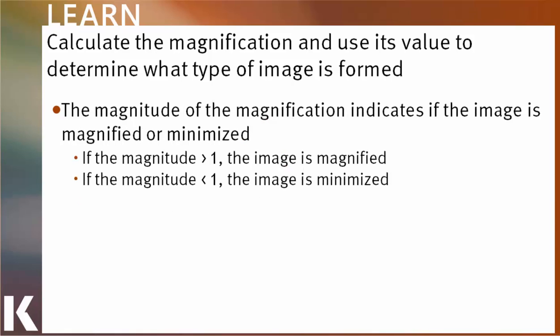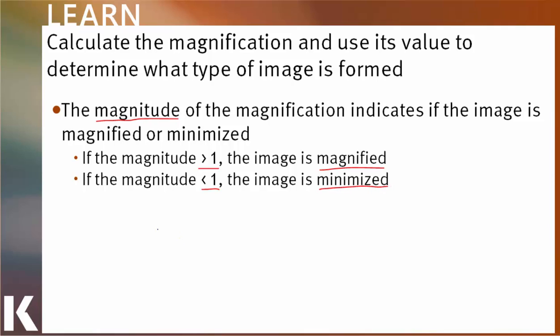Now, one thing the magnification value will tell you is the image's relative size to the object. And here we care just about the magnitude of the value, not whether it's positive or negative. So if the magnitude of your magnification is greater than 1, that tells you it's magnified or it's larger than the object. If it's less than 1, then the image is going to look minimized or smaller than your object.